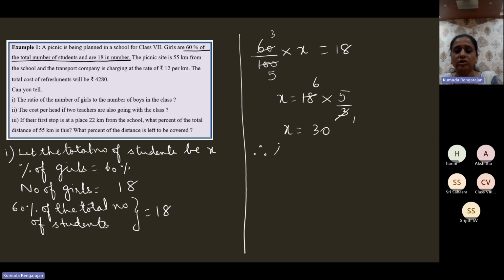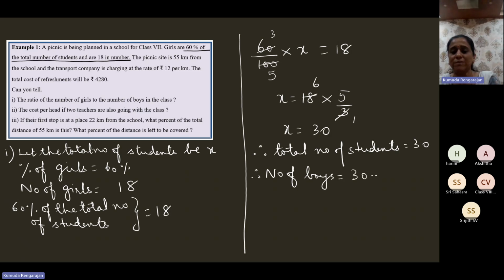Therefore, total number of students is equal to 30. Therefore, number of boys is equal to 30 minus 18, which is 12.